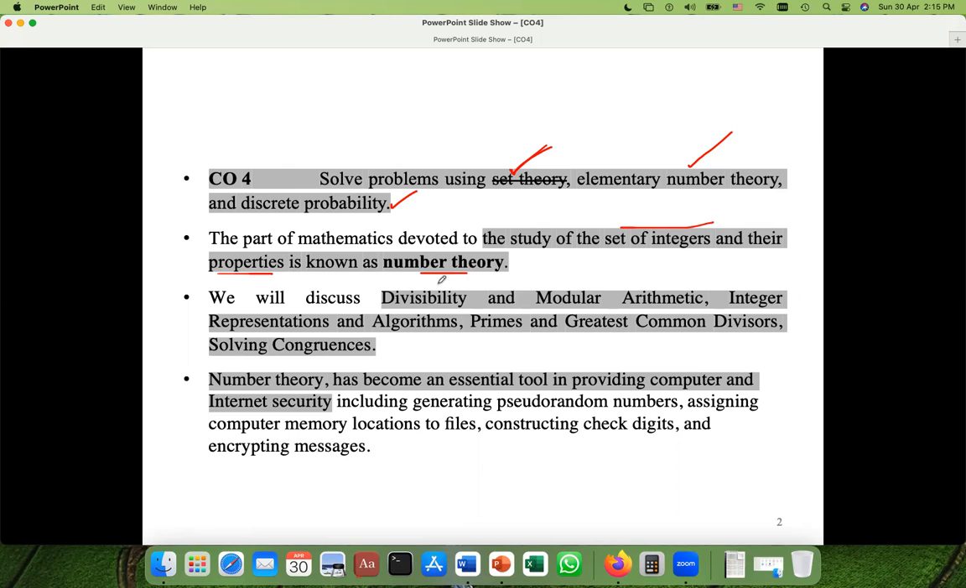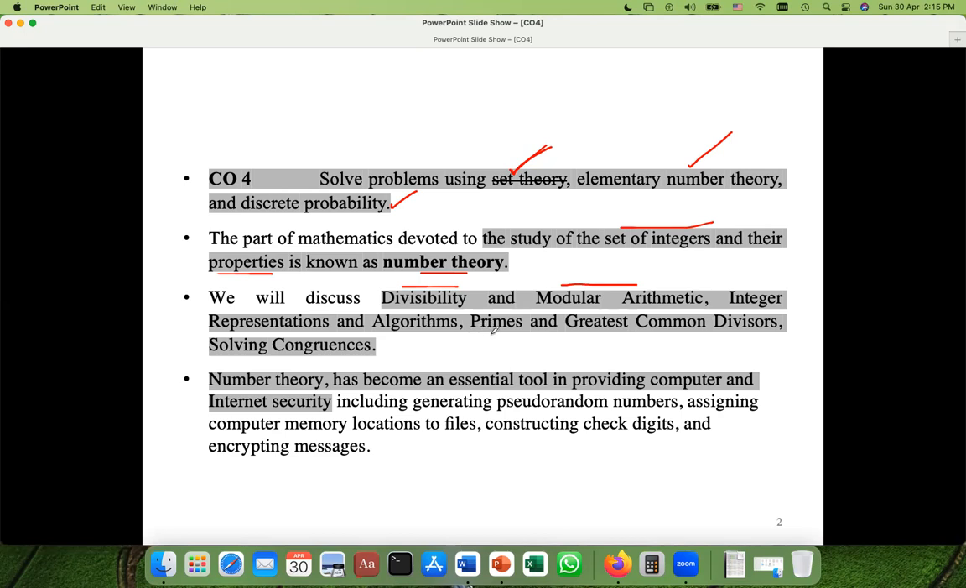The topic on which we will focus in this lecture is divisibility and modular arithmetic. Divisibility is about division. Modular arithmetic is about modulus, which is again a form of a remainder. Then we will see integer representations, how you can represent an integer in binary, octal, decimal, or hexadecimal form. We will not go into that much detail; we will see them only algorithmically.